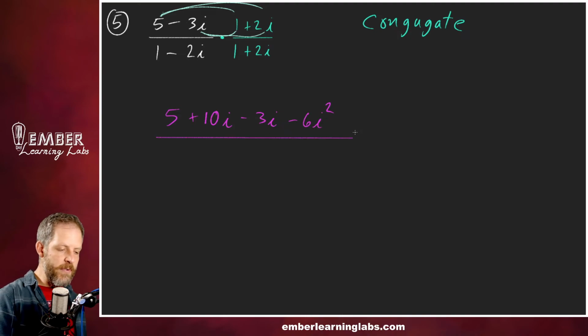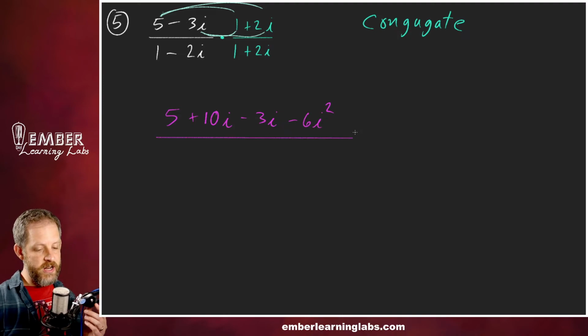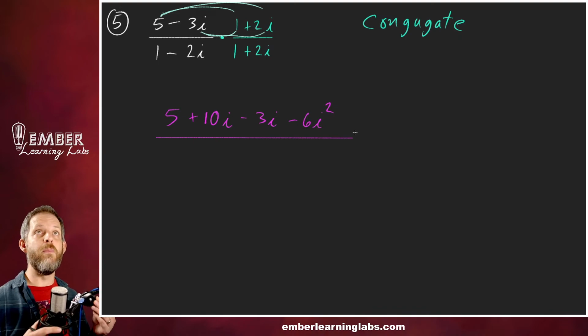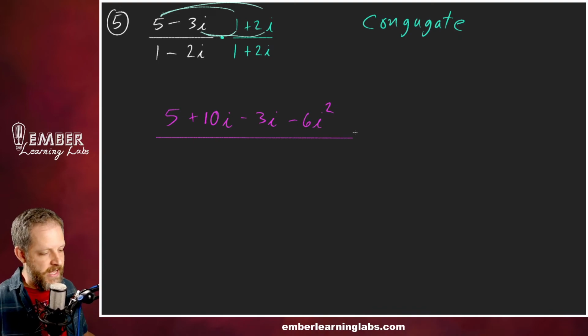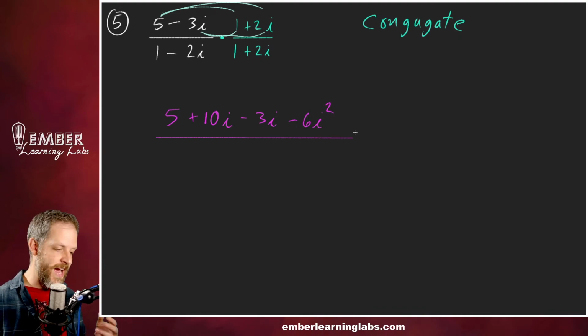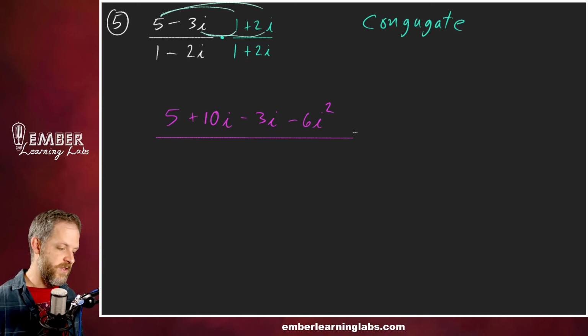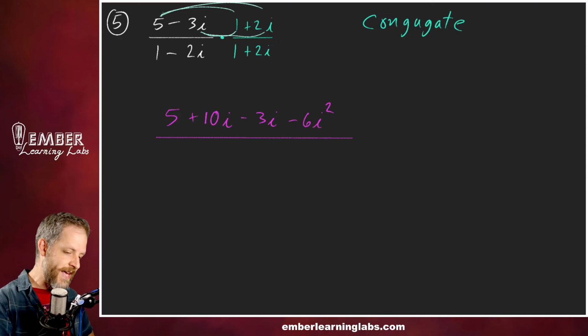Then on the bottom, I'm going to go ahead and walk this all the way out. What you're going to notice is that if you're using the FOIL method, the outside and the inside are going to cancel out. Spoiler alert. That's what's going to happen, which will mean there won't be any radicals in the denominator anymore. But let me show you what that looks like. So the denominator, I'm going to use a different color here, because I don't want it to be confusing with the top. So 1 times 1 is 1. And then 1 times 2i is 2i.